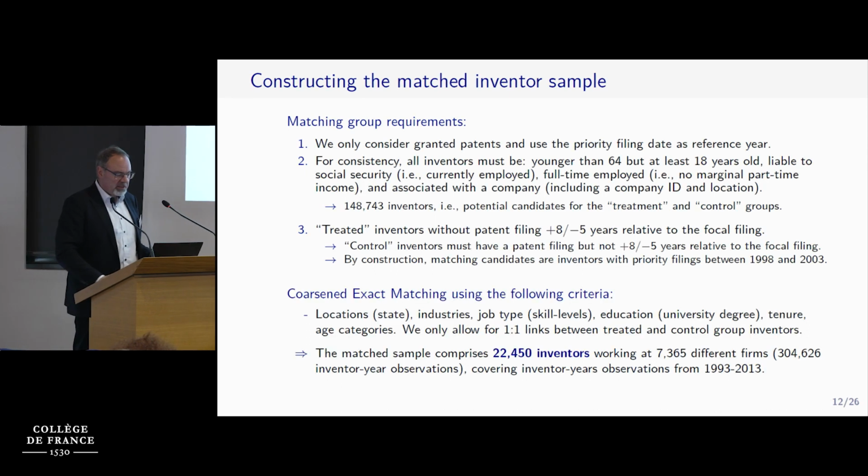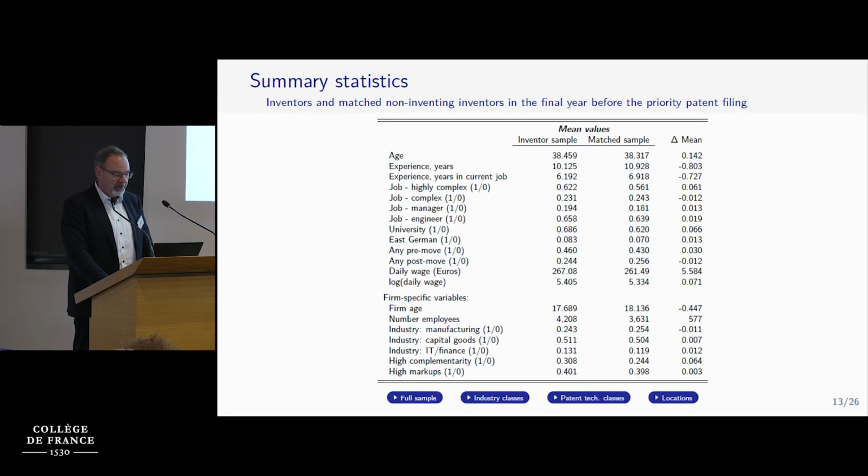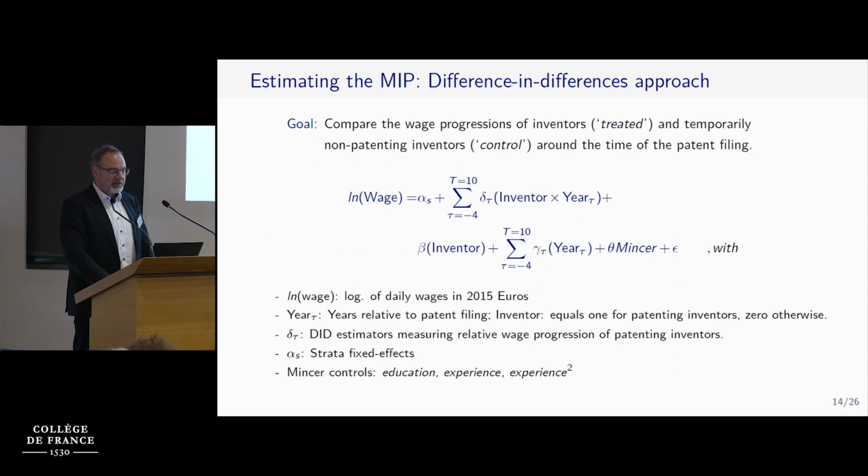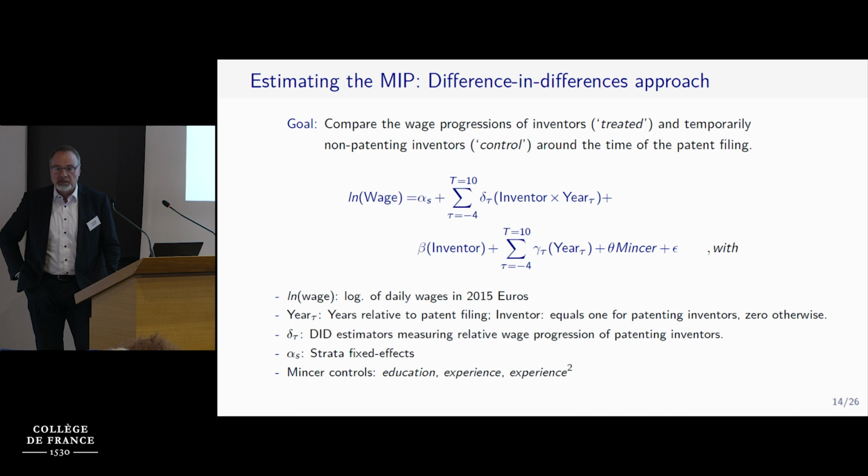We use coarsened exact matching to find our control group. We compare them. I can show you the statistics. My wonderful discussant can discuss that. We think that we match them quite nicely, and we have a decent tool for diff-in-diff analysis. So how do we estimate this marginal income per patent?